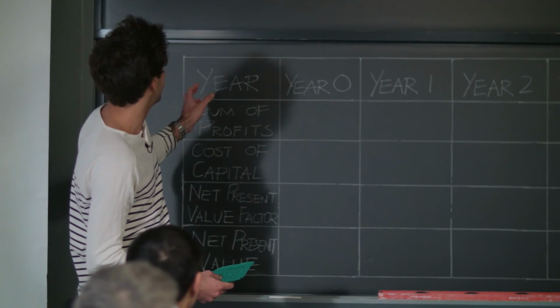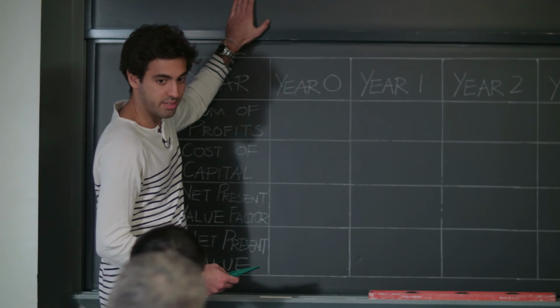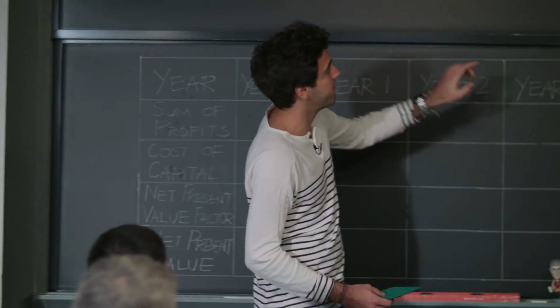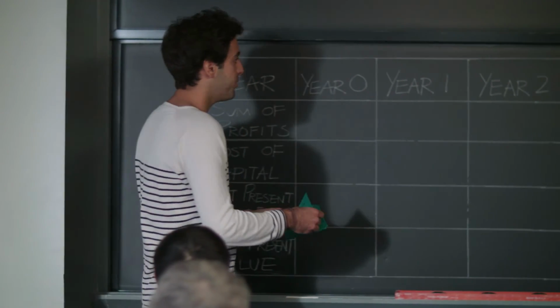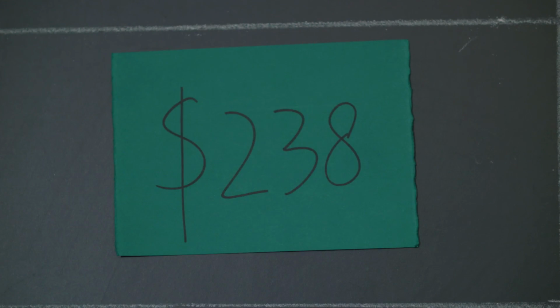So the first step is really taking the profits in year zero from the first revenue stream and the profit in year zero from the second revenue stream and putting everything together. And we do this for every single year after that.